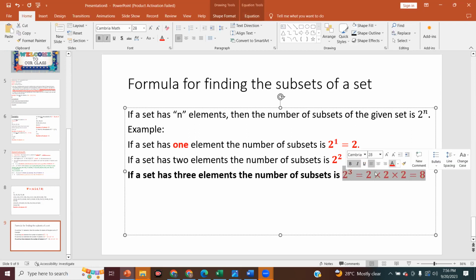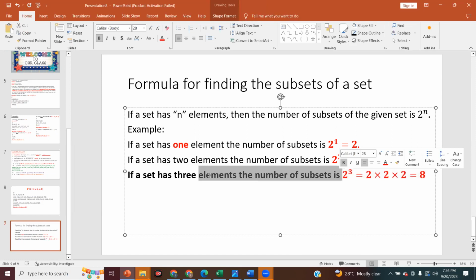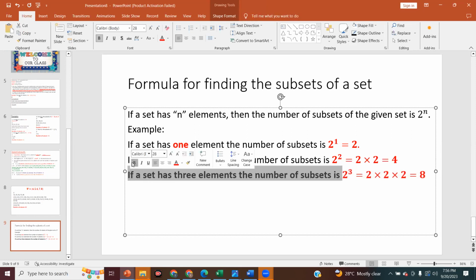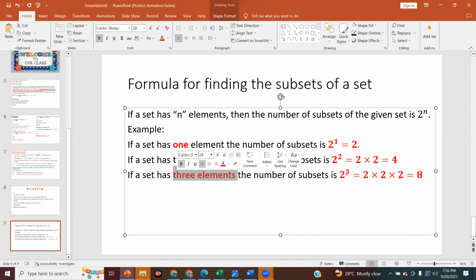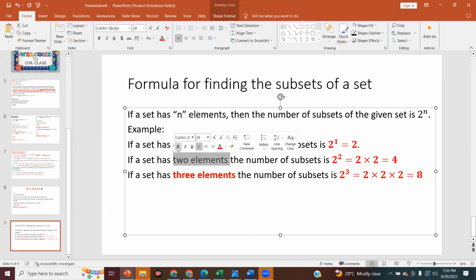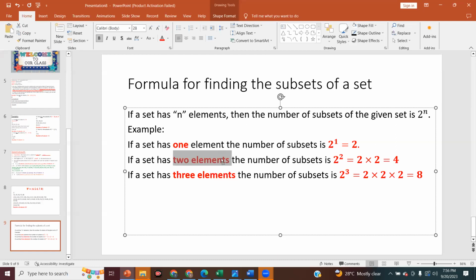Yes, sir. I understand. So if it has 3 elements, you just put 2 to the power of 3. If it has 2 elements, it's going to be 2 to the power of 2. If it has 1 element, it's going to be 2 to the power of 1. Okay, that's how we determine the number of subsets.